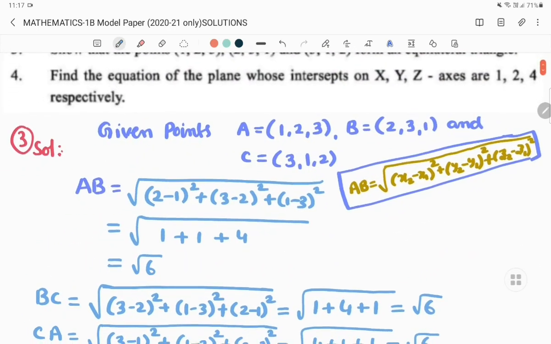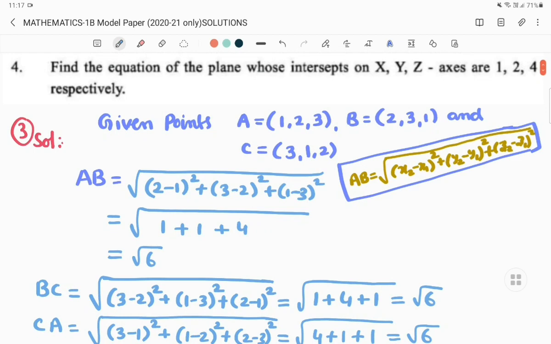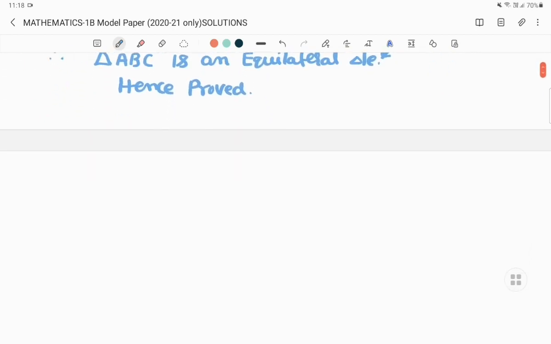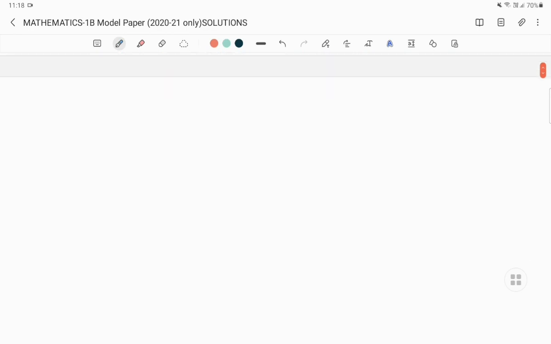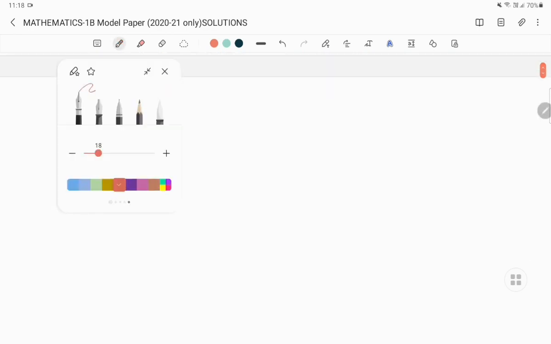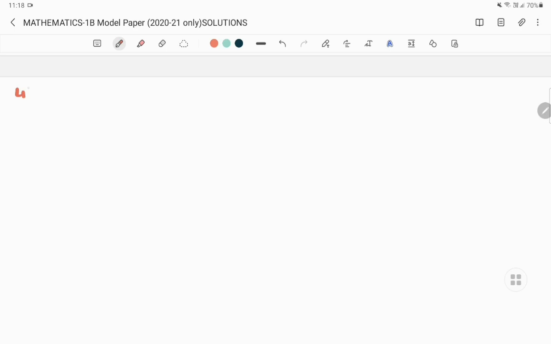Question number 4. Find the equation of the plane whose intercepts on x, y, z axis are 1, 2, 4 respectively. This is the plane concept, plane chapter. Question number 4 I am explaining. Find the equation of the plane whose intercepts on x axis, y axis, z axis are 1, 2, 4 respectively. So question number 4 solution here.